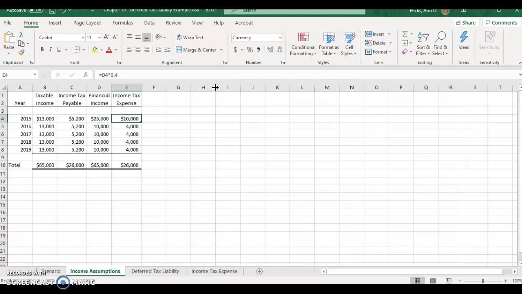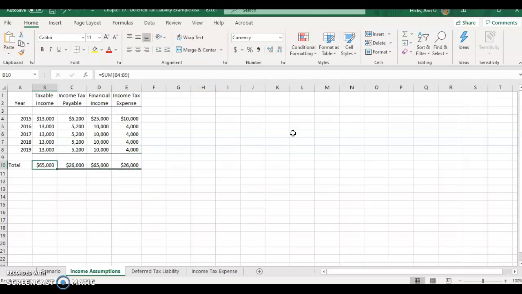And then our income tax expense column, this is the expense that will show up on our income statement. This is calculated by taking the financial income times the tax rate of 40%. And so in 2015, we actually have an income tax expense of $10,000. Subsequent years, only $4,000.